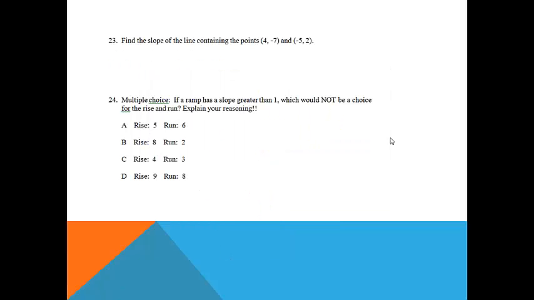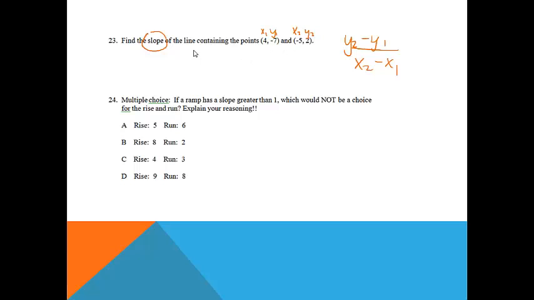Problem 23, find the slope of the line containing the points 4, -7 and -5, 2. So since I'm finding the slope, we're going to use the slope formula, which again was y2 minus y1 over x2 minus x1. And if you find it helpful to label your parts, remember the first point is x1, y1, the second point is x2, y2.